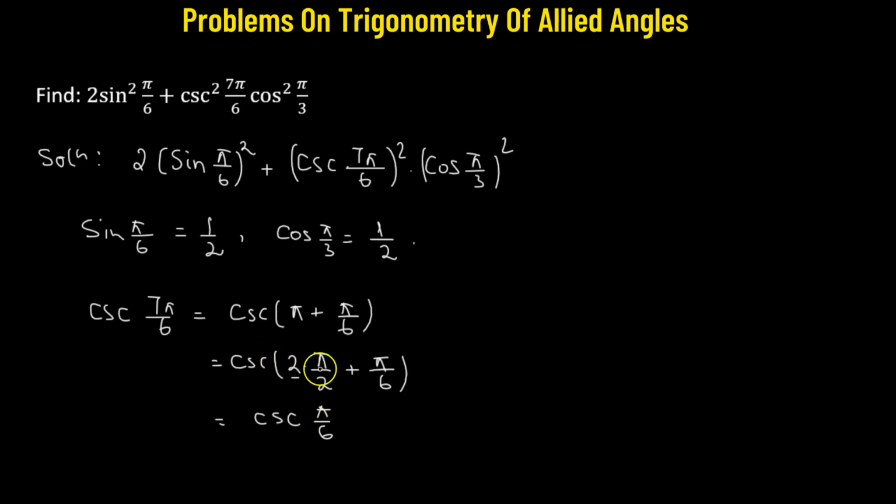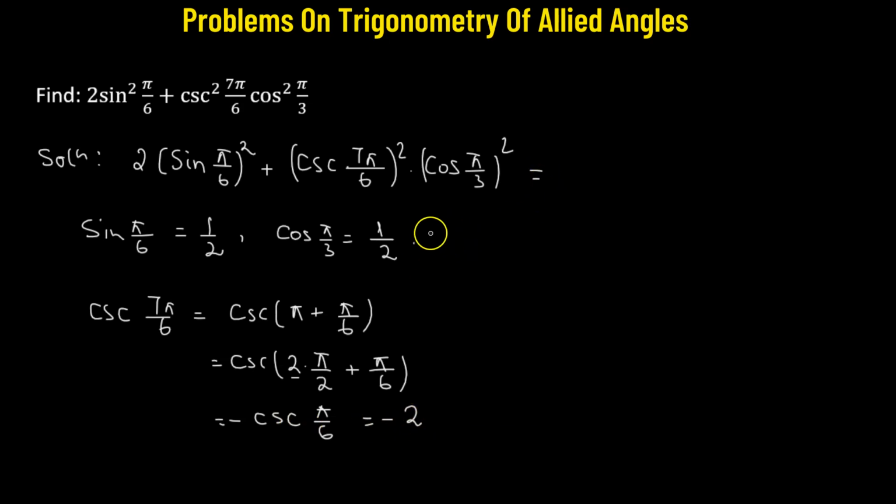And 2 times pi over 2 means we are in the second quadrant and we're adding an extra angle to it. Pi over 6 takes us to the third quadrant. Now in the third quadrant, only the tangent function is positive, everything else is negative. We know that sine pi over 6 is half, so its reciprocal, the cosecant function, is going to be 2. So that means its value is going to be negative 2.